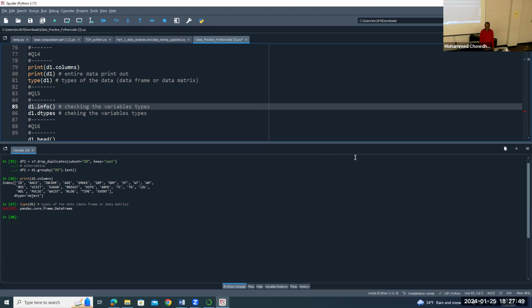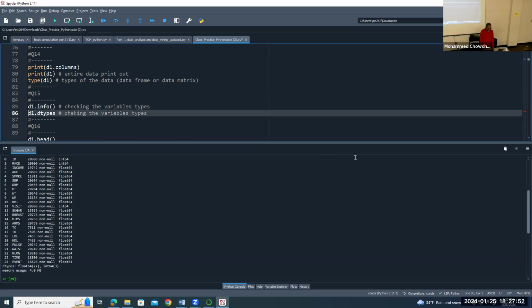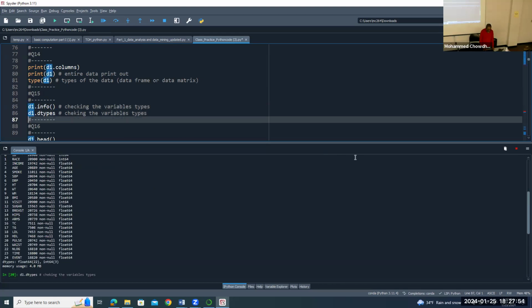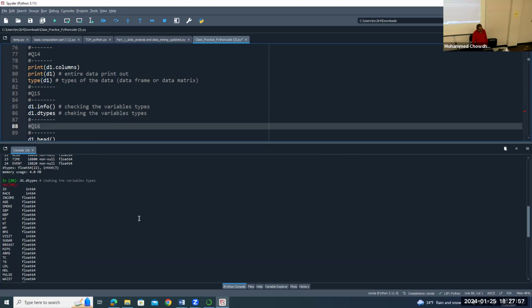Is this integer, numerical, continuous, discrete? How can I find that? This is the way you can find it. Okay, so float means continuous and integer means integer data. So in our case, we have integer data and float data. That means continuous or quantitative data, and then another one is integer data. Race is considered an integer here, but race is a categorical variable. When we do the predictive modeling, we will change it to a categorical variable type.